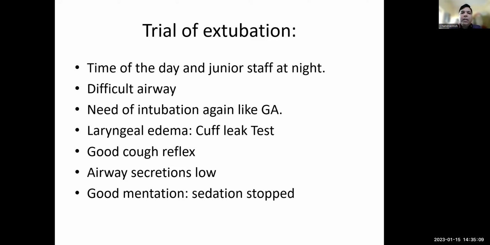Number one, the time of the day and the junior staff at night. This is very important for the consultant to know: are you going to extubate somebody at 6 p.m. or 8 p.m. at night? And if you do, then do you have a person to take care of the airway or reintubate this patient if required at night in the ICU? Or somebody who can take good decisions. So what is your junior staff at night? How are you staffed? How is your nursing staffed?